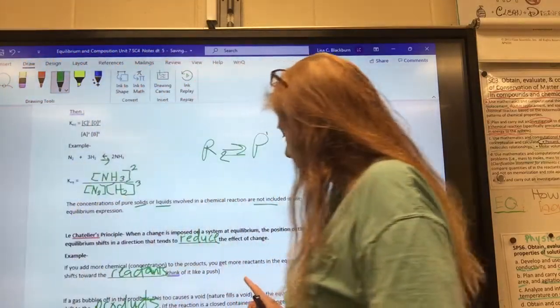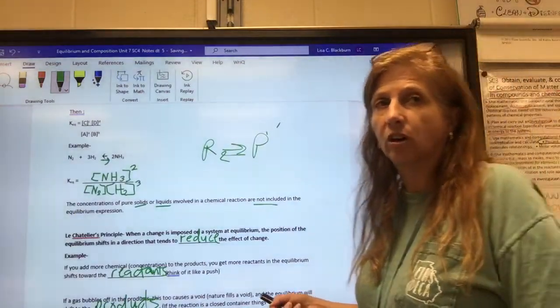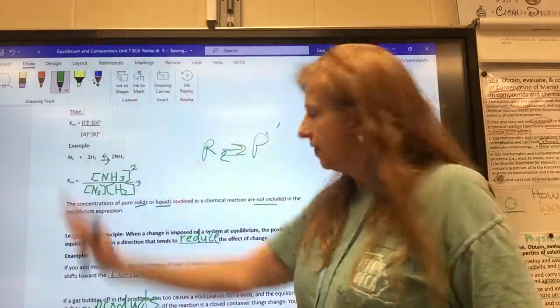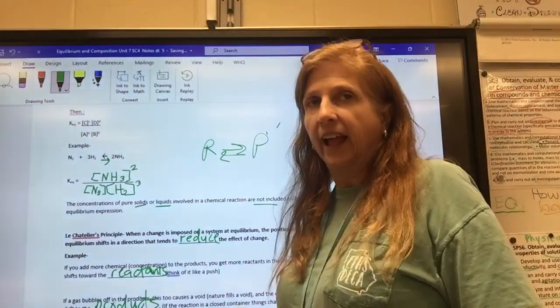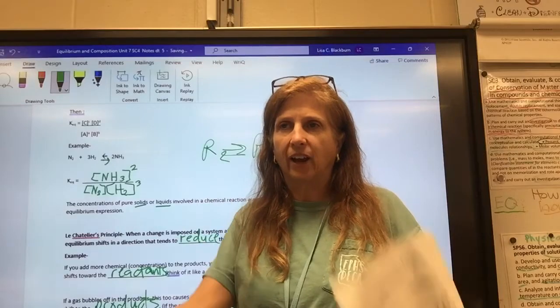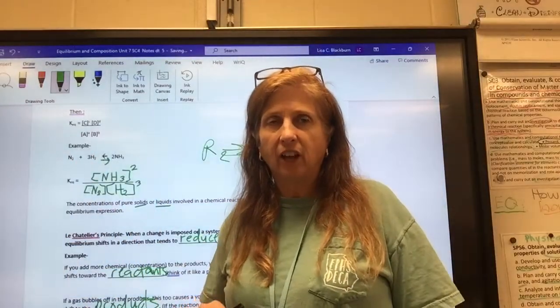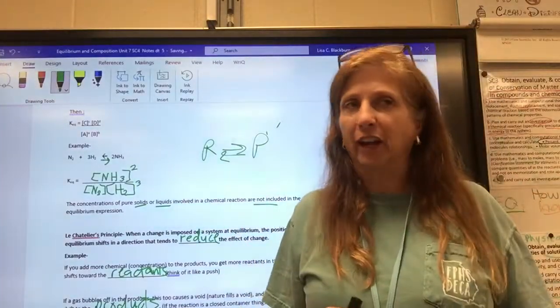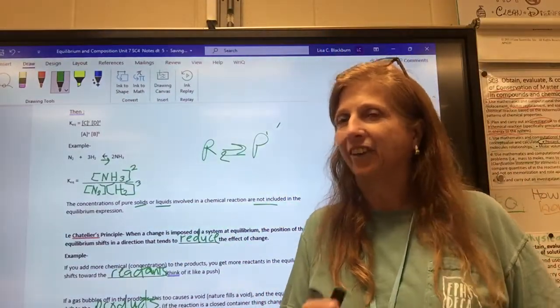If the reaction is in a closed container, meaning the gas can't just bubble away, then things are different. And we're not going to learn that. But if you want to learn it, and I encourage you all to do this, come back for AP chemistry and you'll learn what happens if the equilibrium is in a closed container.